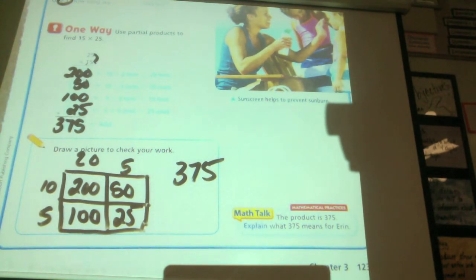300. But then how will that tell us how many hours? You do 375 minus 60 until you get to 0. Okay, so he's going to take away 60 for each hour until he gets to 0. There's a better way to do it, though.